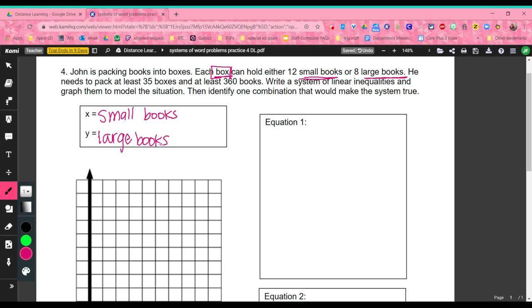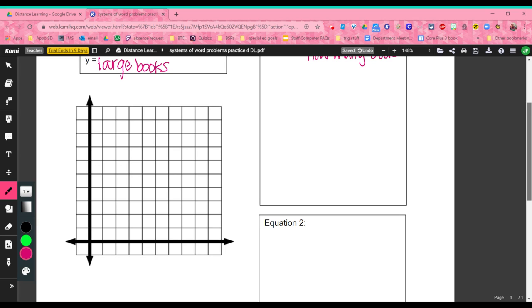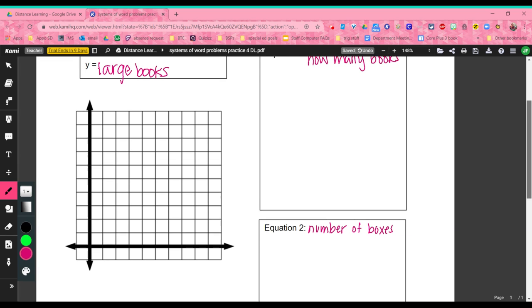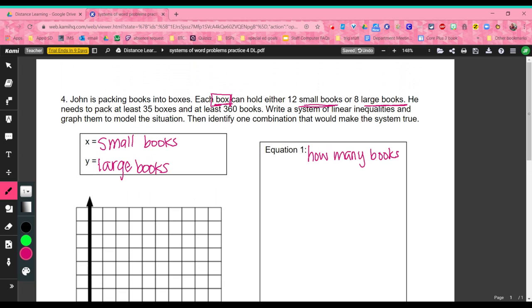So now that leads me into what type of equations I'm going to write. The first equation is going to be how many books I fill into the boxes. And the other equation is going to be about the number of boxes. I know this because when I read in here, I see that it says I need to pack at least 35 boxes and at least 360 books.